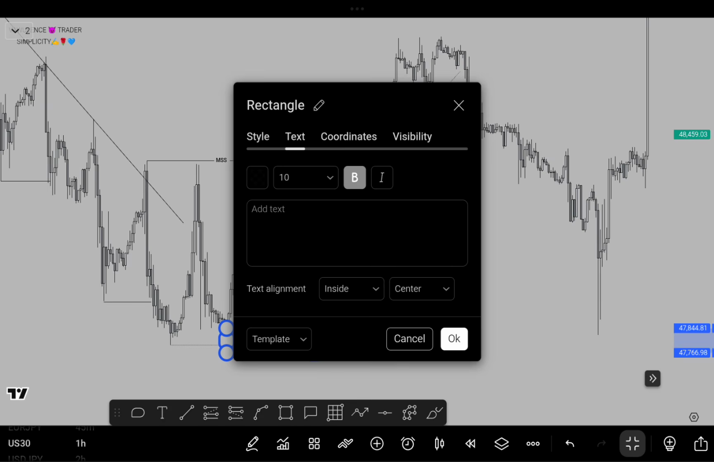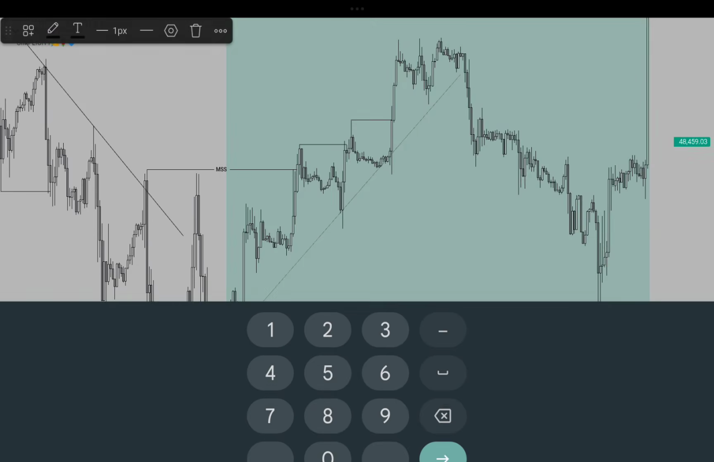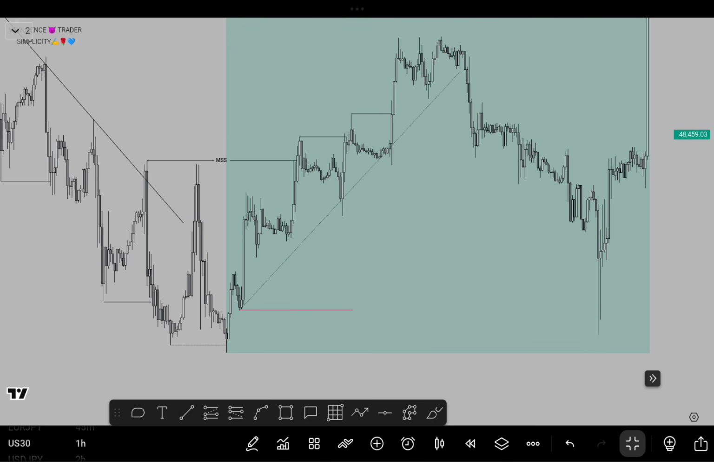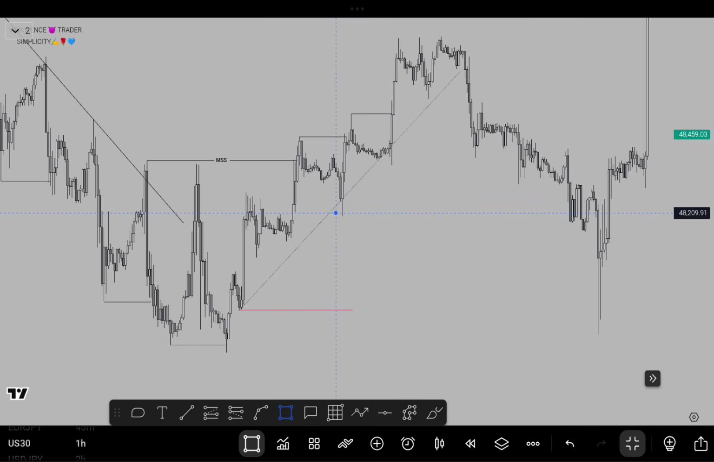Let me draw this thing. Just draw it once. You can see it. Point of interest here. This was the other block. And now this was that liquidity. And you can see how price just came.